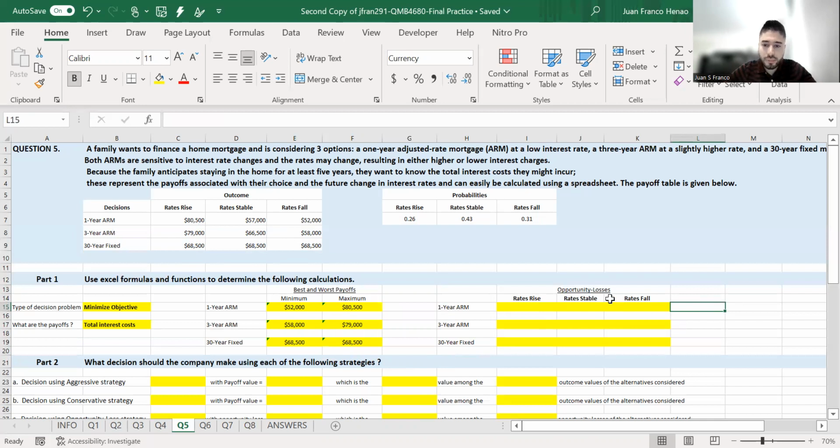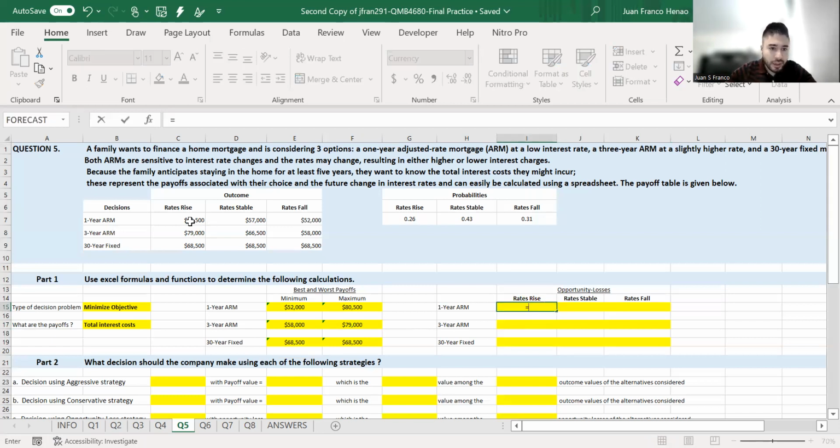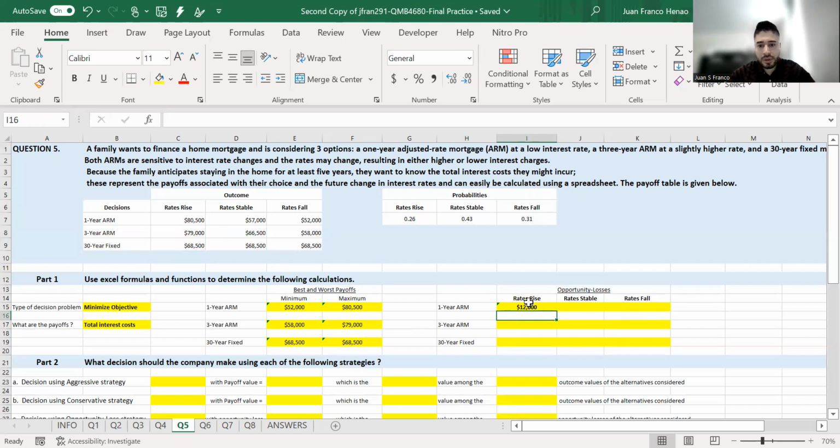Now for the opportunity losses, we need to look at our notes and identify our objective. In this case, we are trying to minimize. The opportunity loss will be our reference cell minus the min of the column, enclose.